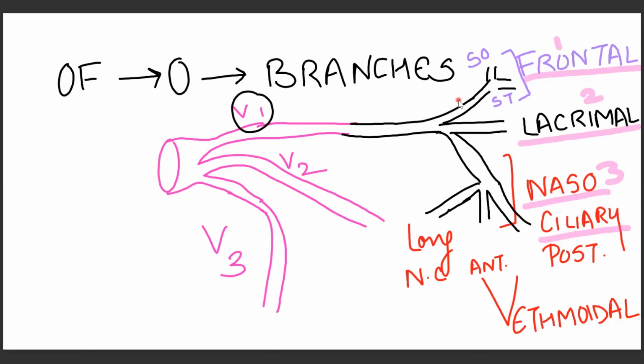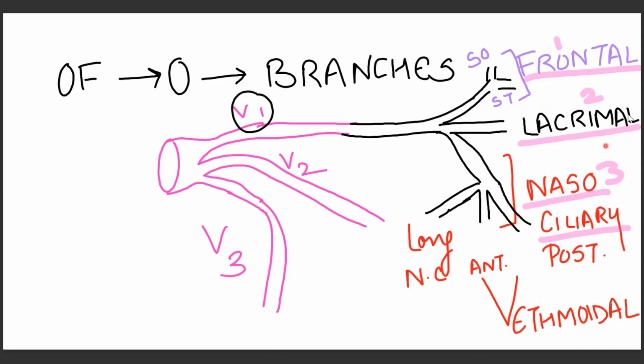Now, what are the branches? First is the frontal branch. As the name suggests, frontal. Name only gives its whole meaning and definition. Frontal is the skull portion, as you all know. So it will obviously supply the base of the skull, the forehead, the scalp, and the upper eyelids.